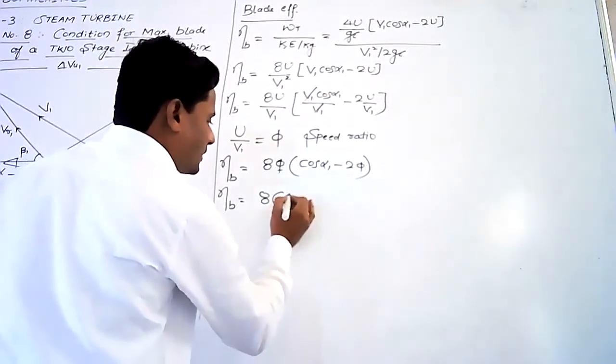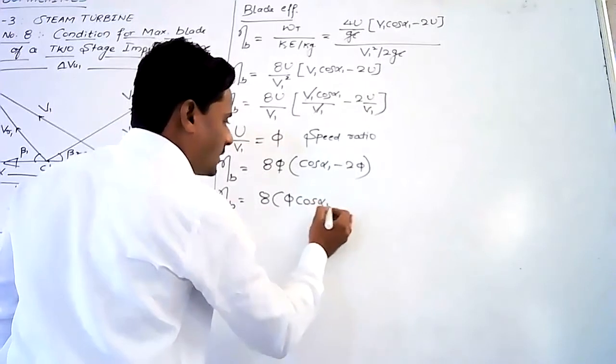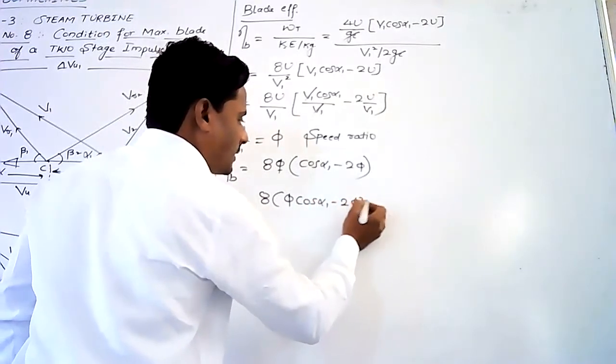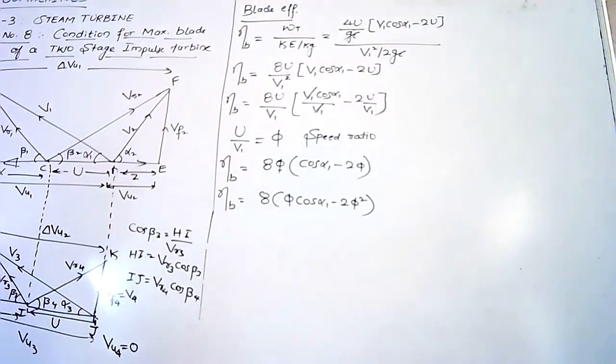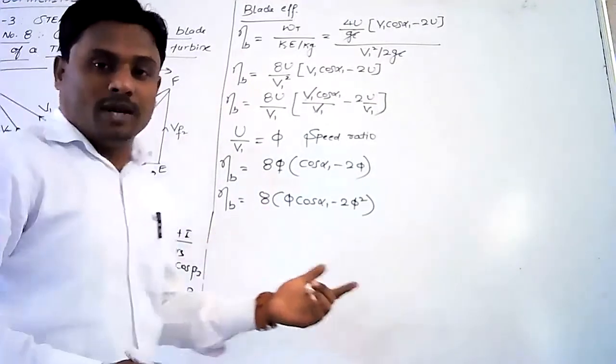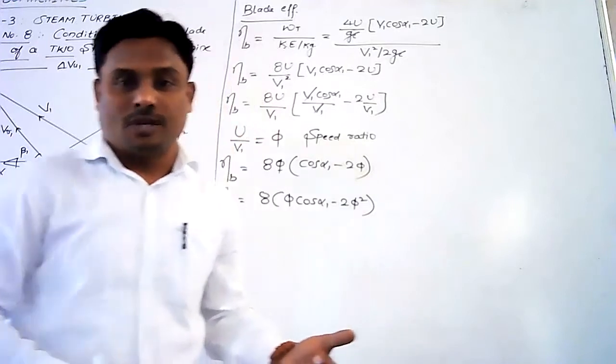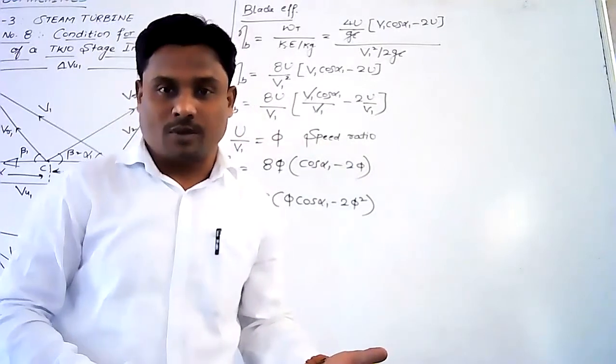Phi cos alpha (1 minus 2 phi square). Phi cos alpha (1 minus 2 phi square) here, right? Now this is the blade efficiency of a two-stage impulse steam turbine.